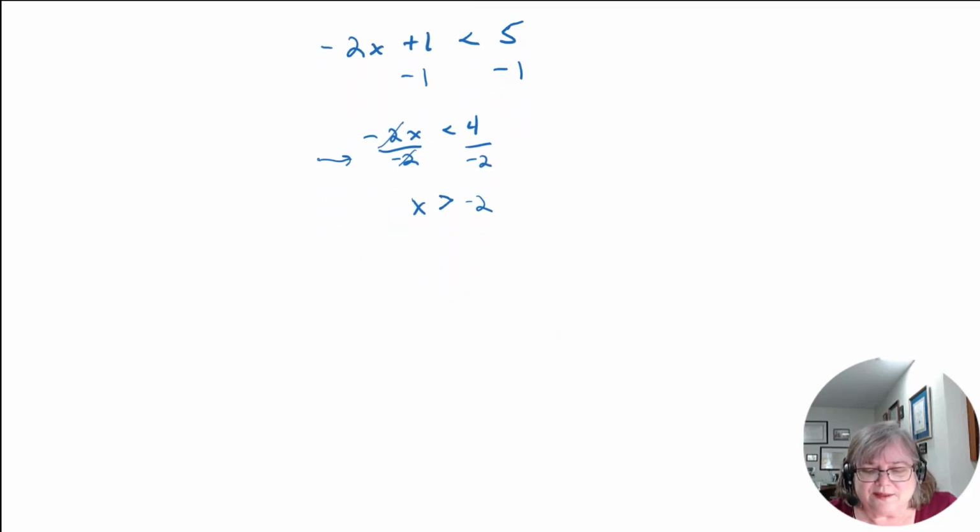Now, this is inequality notation. All right. Sometimes they have what they call set builder inequality. So this is set builder.